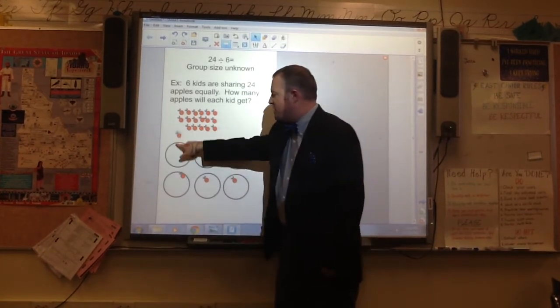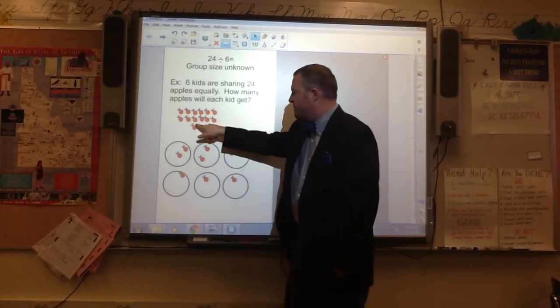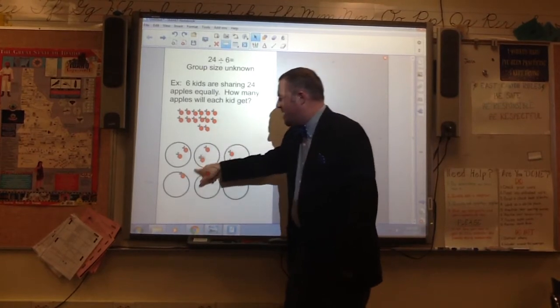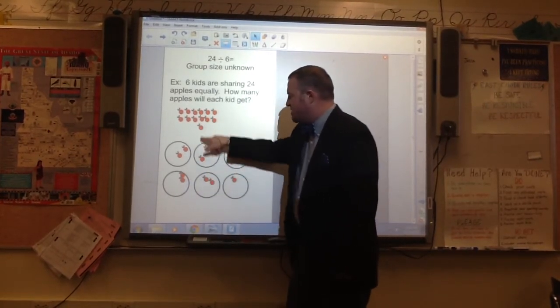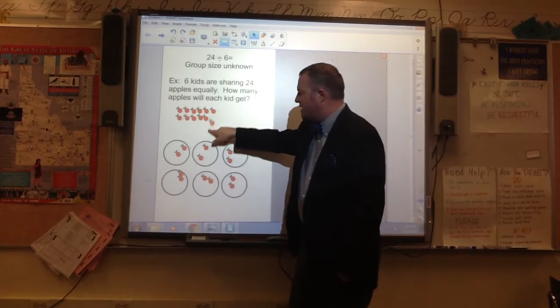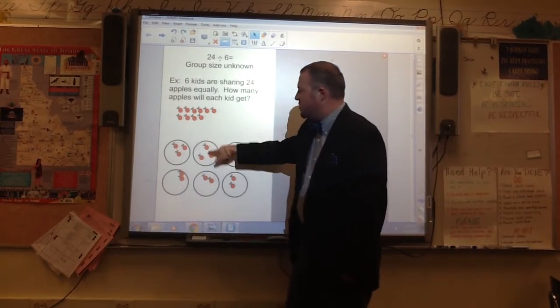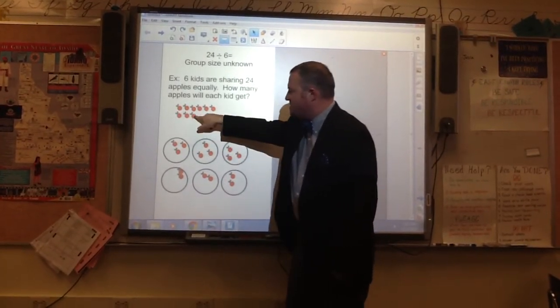to each member of each group until all of the apples are gone. Once all the apples are gone, I can look at the amount of apples in one group, and that will give me my quotient.